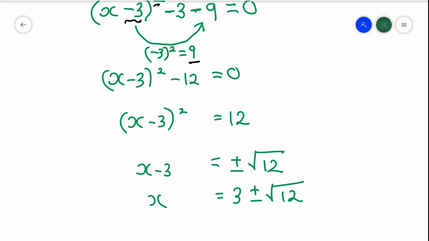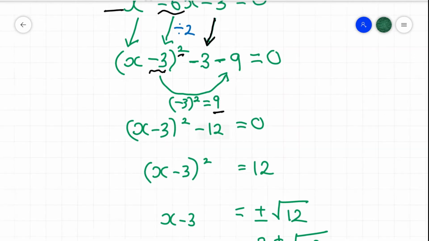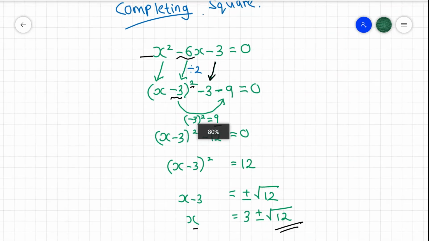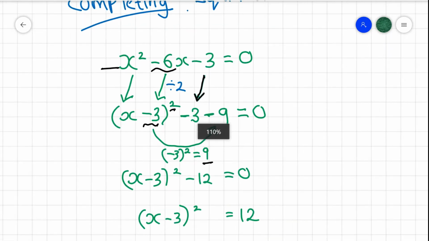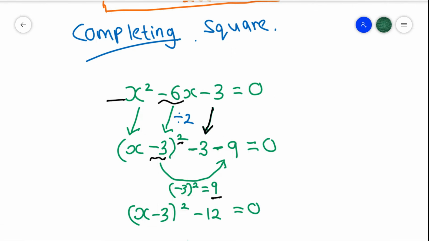So we have now been able to get an answer for the value of x using the completing the square method. This is the same technique that we are going to use to derive the formula for solving the quadratic equation. Here we can see the steps involved. Make sure that the coefficient of x squared is 1.